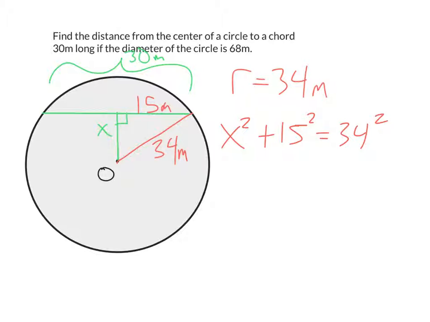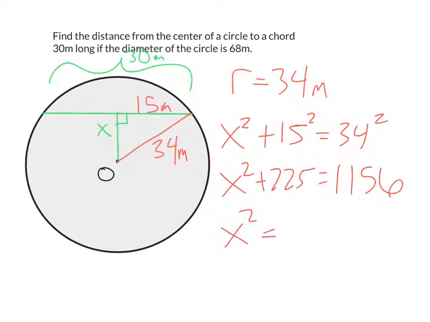Let's see here. We've got 15 squared is what, 225? Yeah. x squared plus 225. And then 34 squared gives me 1,156. I'm going to subtract that 225. I get 931. So I get x squared is equal to 931. Okay.